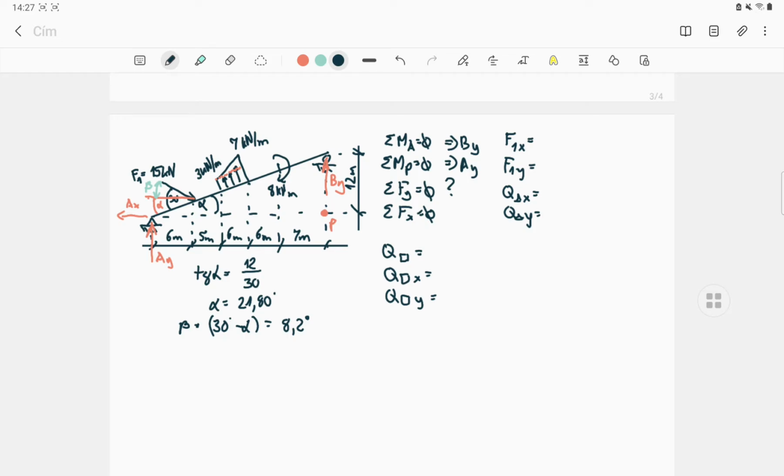Let me see with numbers. So 15 times cosinus 8.2 is 14.847 kilonewton. And the direction is right. Okay, and the y component is 15 times sinus 8.2, and that is 2.139, yes, kilonewton. Direction is down. Okay, that was the concentrated force.